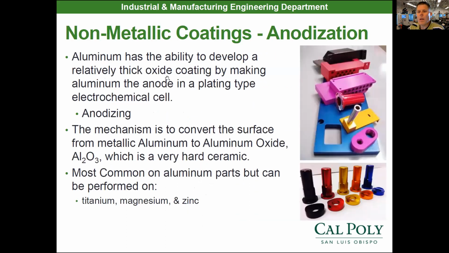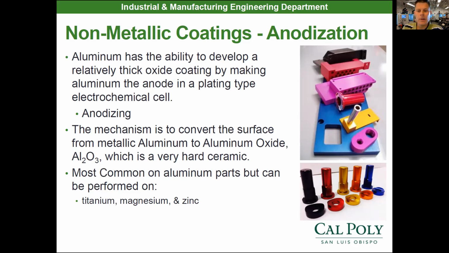Now, when we're talking about non-metallic coatings, anodization is one of those. Aluminum has a great ability to develop a thick oxide coating on the outside of it when I expose it to an electrochemical cell. So here, when I have aluminum, I could either do hard anodize or color anodize. Hard anodize, you get black and you get a little bit thicker aluminum oxide surface than you would on color anodize. Now, color anodize, I can get pretty much any color under the rainbow.